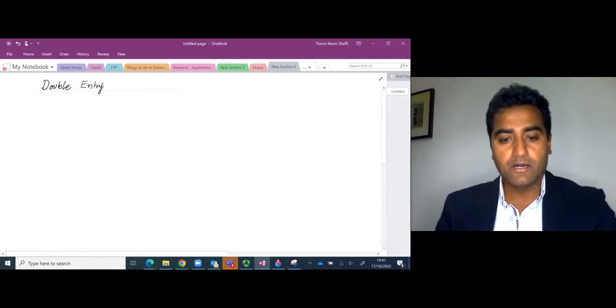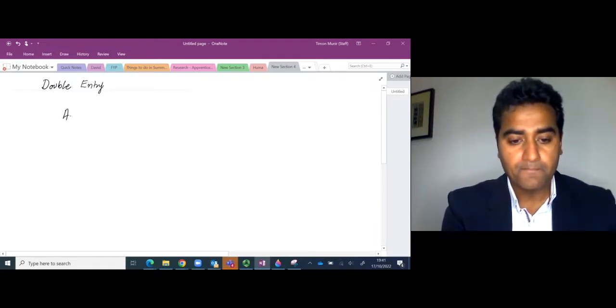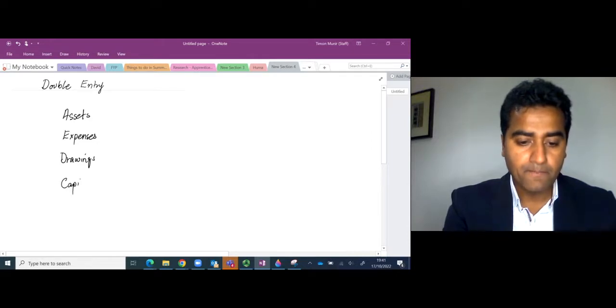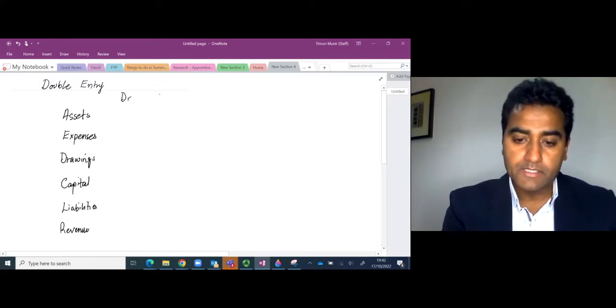Looking at the basics of accounting, I call it the pillars of accounting, which is assets, expenses, drawings, capital, liabilities, revenue. And the good thing is, in accounting there are two principles. They have debit side and the credit side.